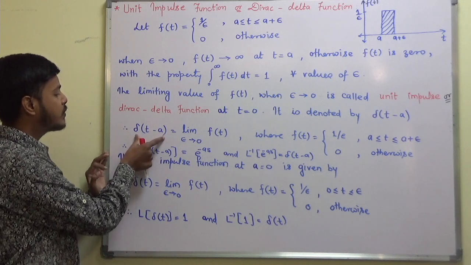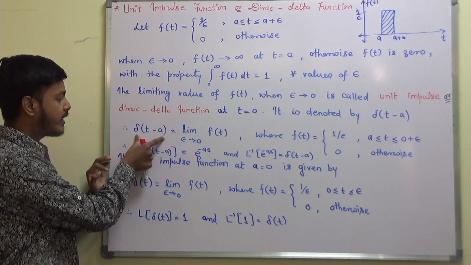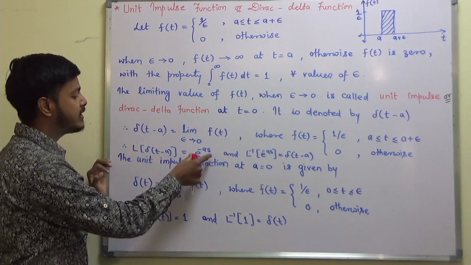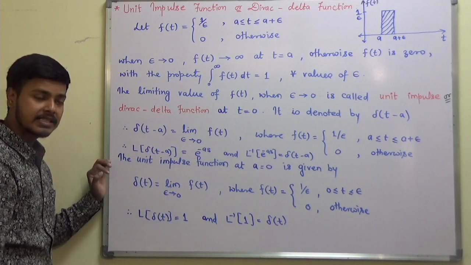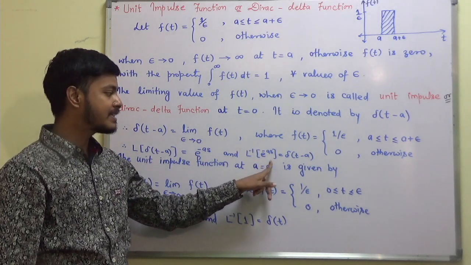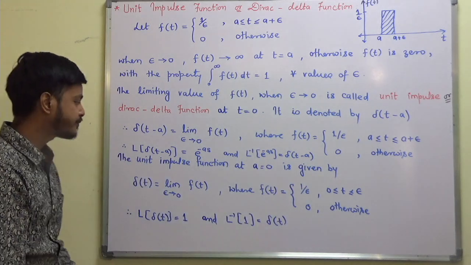Now when you want to take the Laplace transform of this, what should it be? The Laplace transform of delta of t minus a is e to the power minus a s, and the inverse Laplace transform of e to the power minus a s is delta of t minus a.